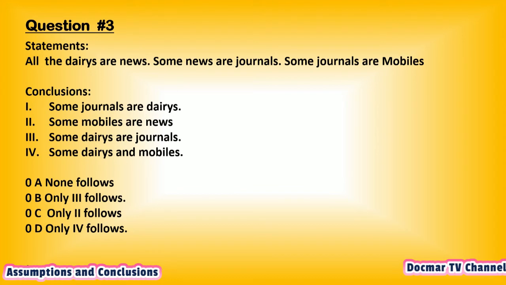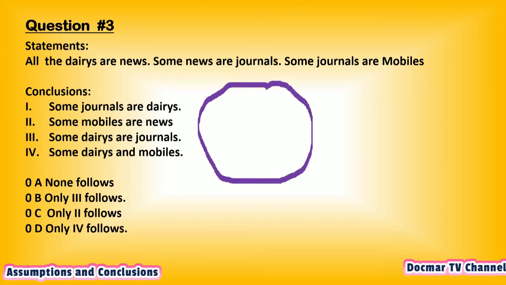Next, number 3. All the dairies are news. I acknowledge the example given by the author. All dairies are news. So we have to draw first. We have to draw news. So this is the news.